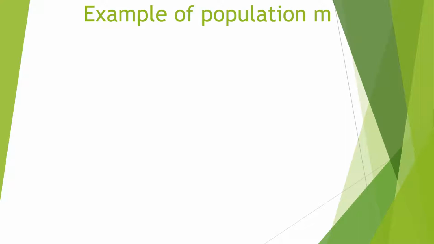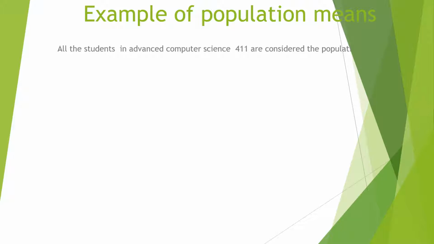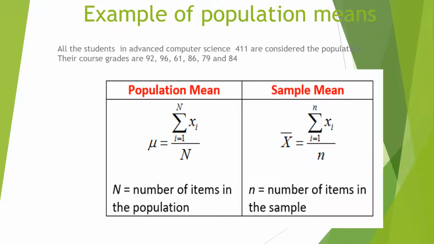So we have another example. When you have to calculate the population mean, it's the same process: you just add up and then divide. The only difference is that you use the population mean formula, so it's the same thing, only the appearance differs. Here, all the students in Advanced Computer Science 411 are considered the population. Their course grades are 92, 96, 61, 86, 79, and 84.